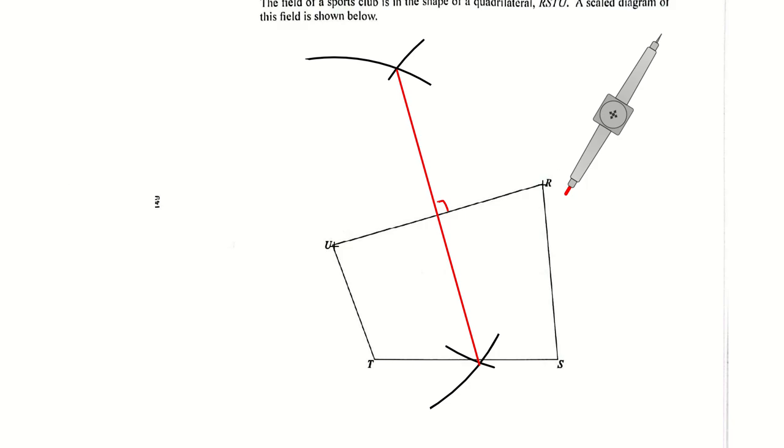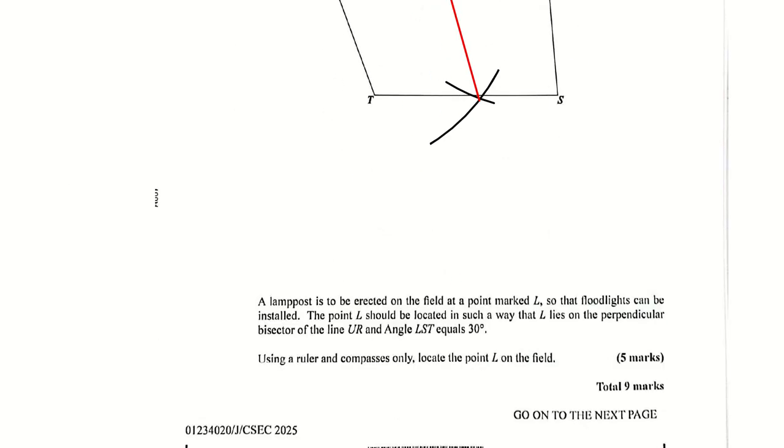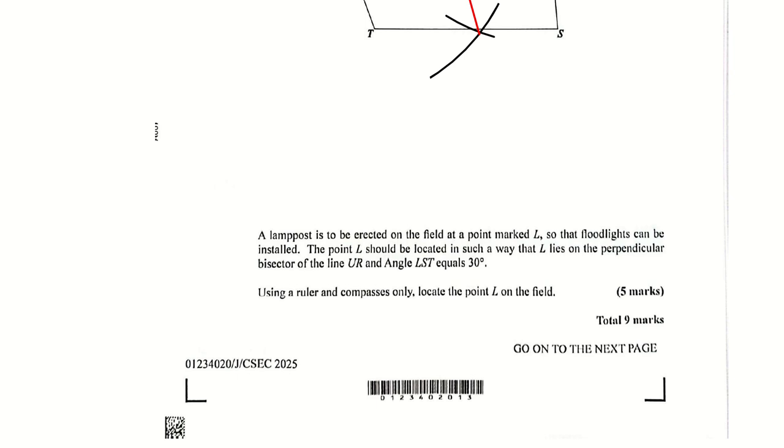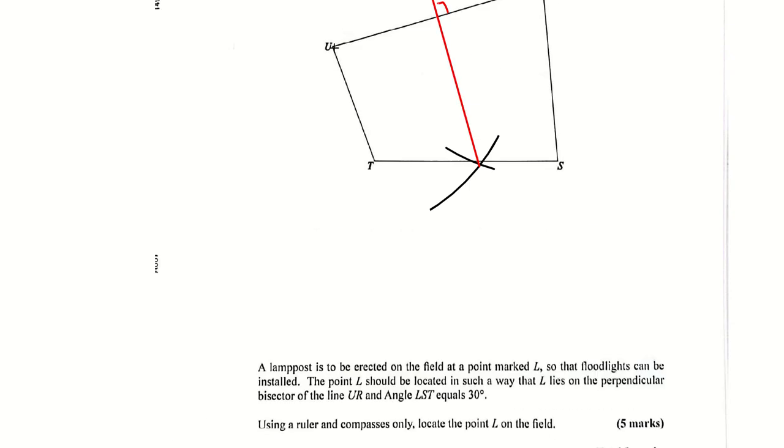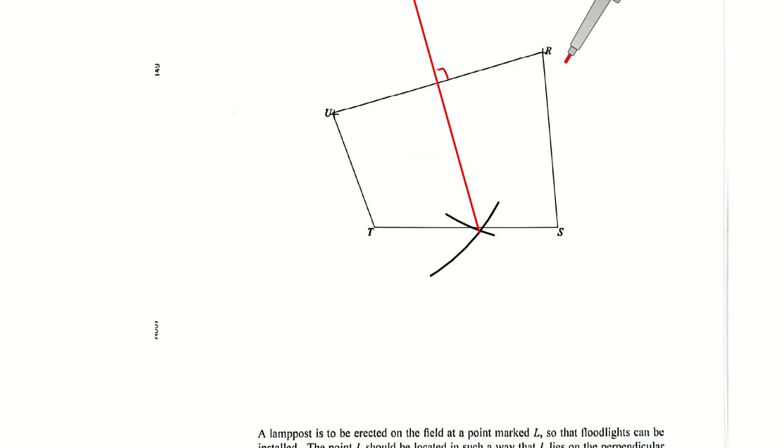Right, so let's read what they said. They said that point L is located somewhere along that line, right? And LST equals 30. So LST.